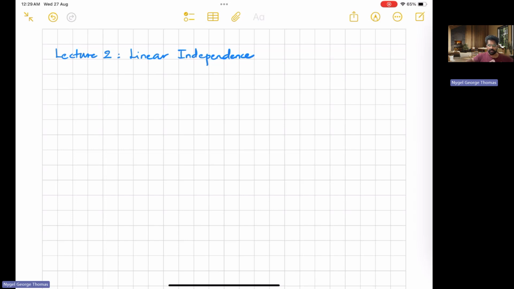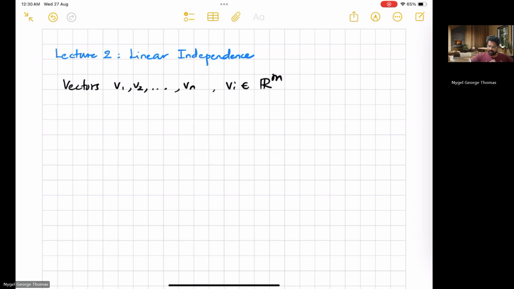Let's look at the next topic, which is linear independence. Before we start discussing linear independence, let's look at what are linear combinations of vectors. So let's say we have vectors v1, v2, etc., vn, where each vi belongs to space Rm, like it's an m-dimensional vector.